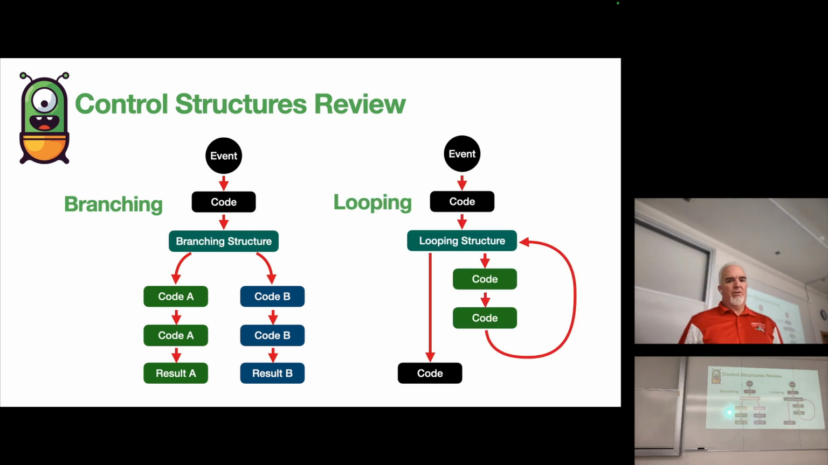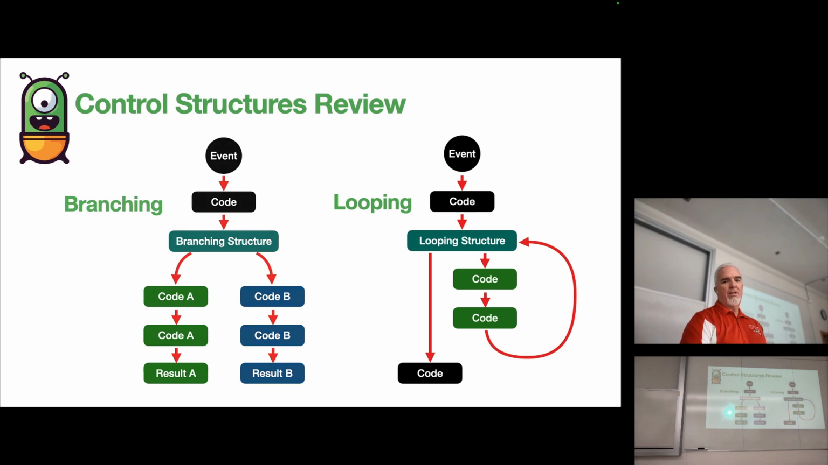The other type of control structure, and the type that we're going to be focusing on in this module, is looping control structures. And essentially, a looping control structure allows us to repeat code or repeat a section of the code depending on a value or something that exists in the program. So branching control structures is sort of A or B.